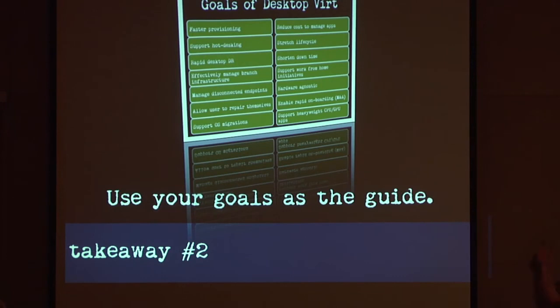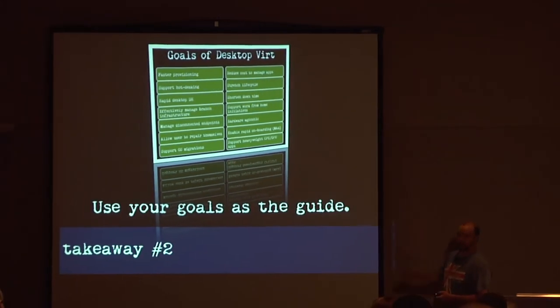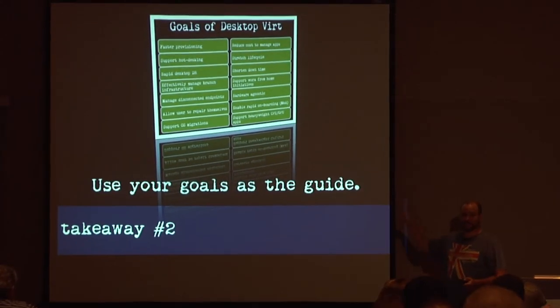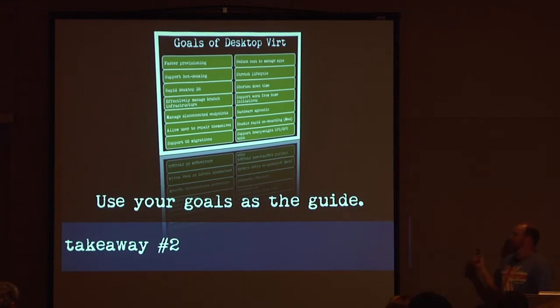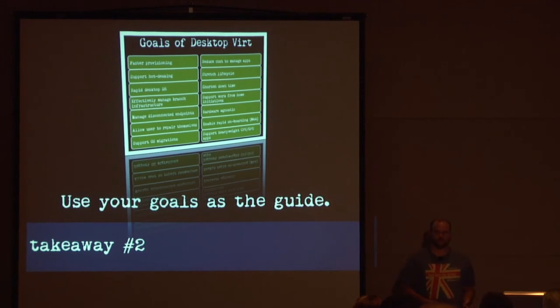Second takeaway is those goals. So use these as the guide, right? This is a relatively complete list. I'm sure there's more. I'm sure there's subsets of this that you can add as well. But use this as the guide. I want to do hot desking. I want to do branch office support. I want to do faster OS migrations. Those should be your guides for what desktop virtualization technology you use. Not because VDI is cool or because we've always done terminal server. Let those goals be the guide to help you pick which technology to use.